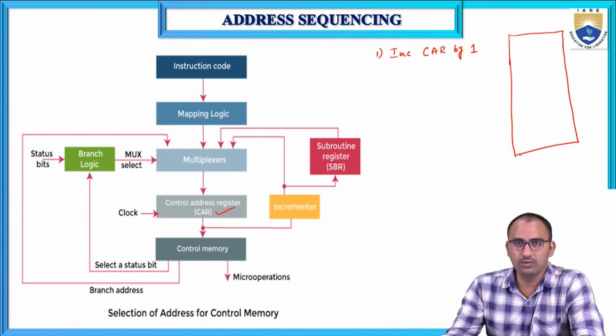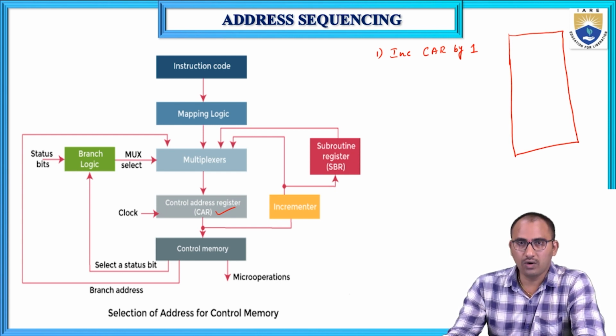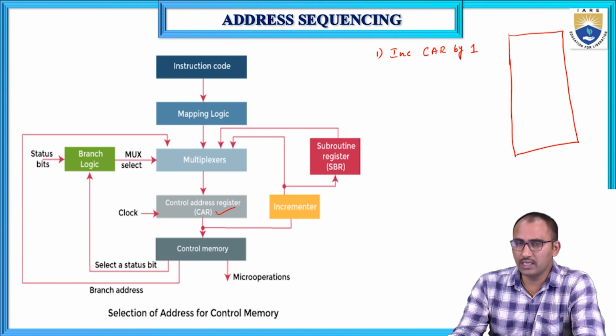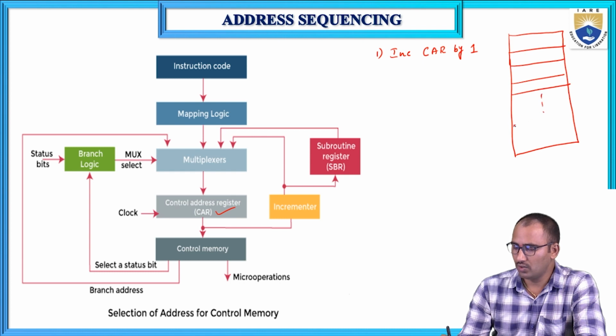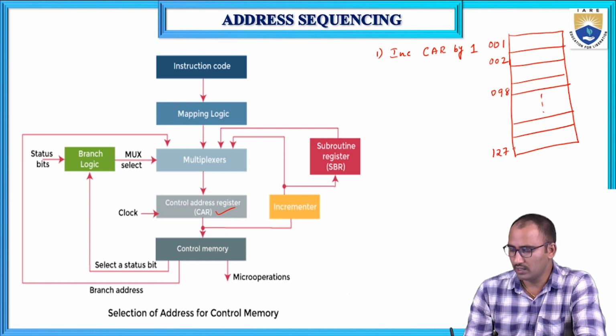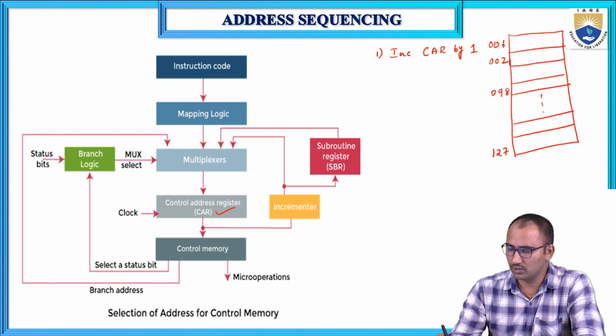So already we have seen. What is the size of the control memory? The size of the control memory is 128 words. That means in total it contains 128 memory locations, starting with 000, 001, 002, up to 098. The last one is 127.